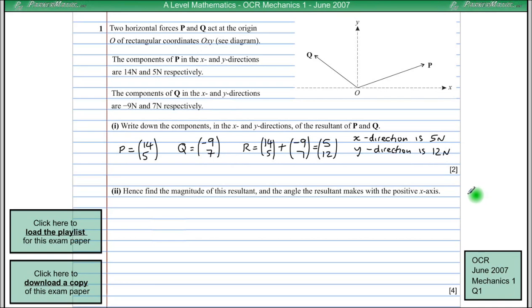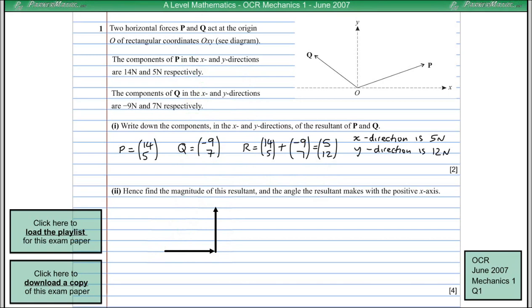Part 2 says, hence find the magnitude of this resultant and the angle the resultant makes with the positive x-axis. So remember, we worked out our resultant vector in part 1 and it was 5, 12. So let's draw a diagram to represent that. So this 5 represents a vector that's going 5 in the x direction. The 12 represents a vector that is going 12 in the y direction. Both are positive, so that's right and up.